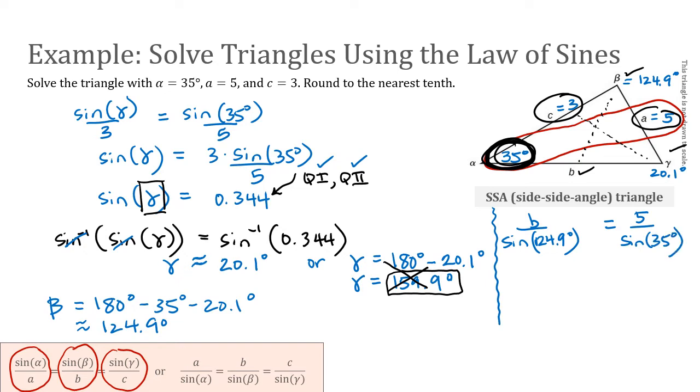I'm going to multiply both sides by the sine of 124.9 degrees to get that B is equal to 5. This is what I'm going to put in my calculator: 5 times the sine of 124.9 degrees all over the sine of 35 degrees. And that gets me a side length of approximately, let's see, 21.5 is what I got. Make sure that you substitute that into your calculator and that you get the same solution.